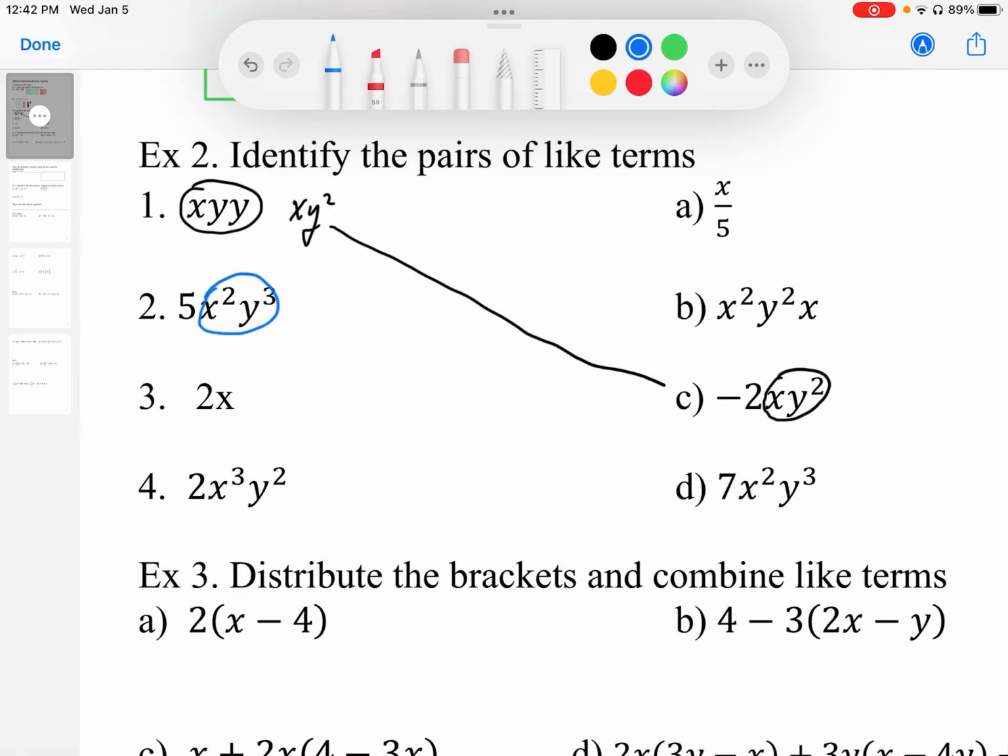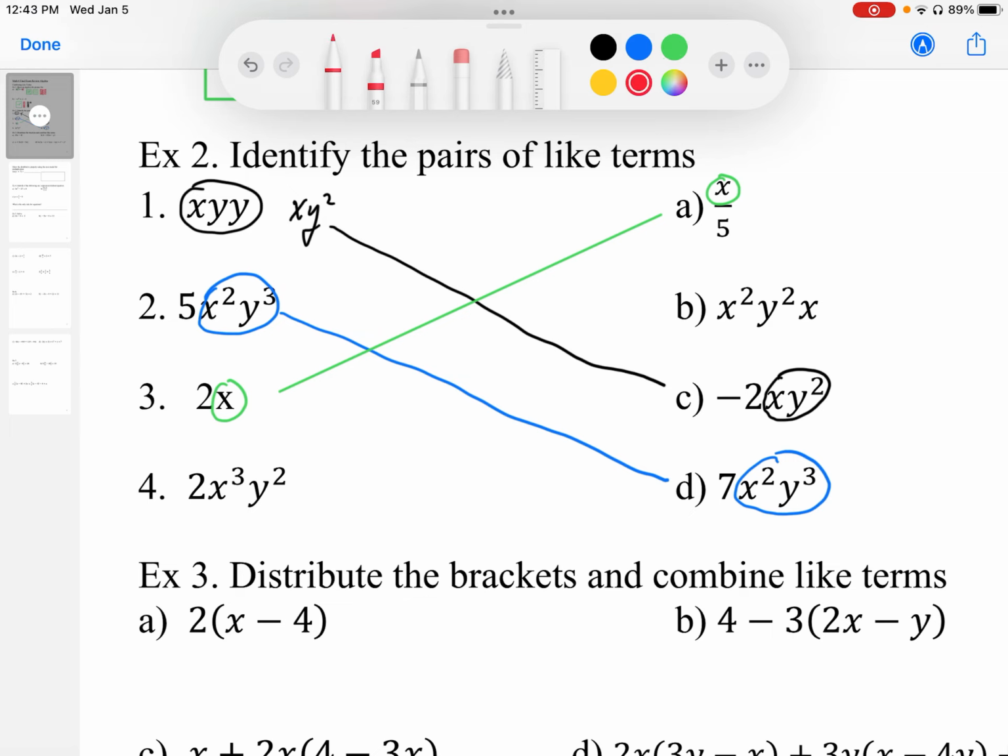For number 2, I'm looking at, again, just the variable parts. I'm going to ignore the coefficient, so I'm looking for x squared y cubed, and I have x squared y cubed here, so again, I have a match. Here I just have the x, so I'm just looking for an x. The x divided by 5, that divide by 5 really is still just a coefficient. So there we have a match.